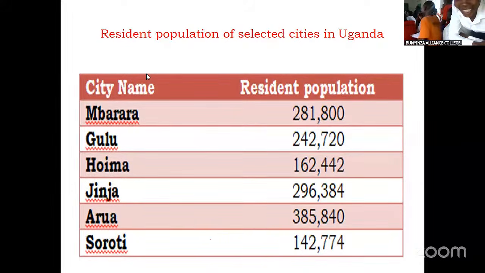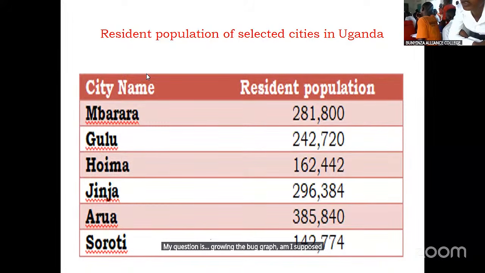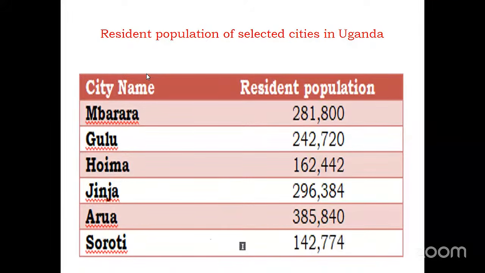My question is about drawing the bar graph. Am I supposed to join them or draw them separately? I said that you skip 1 centimeter between the bars. Separate them. Separate the bars. Young lady, separate the bars.